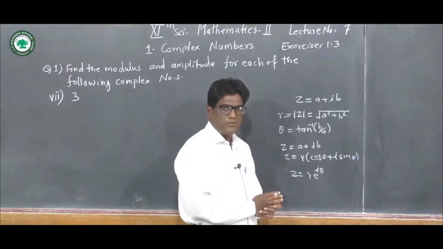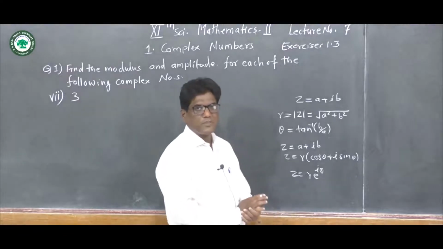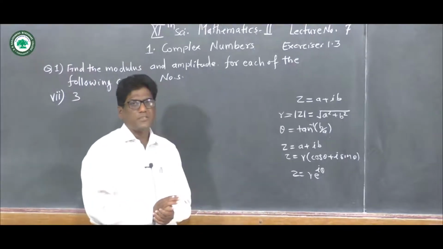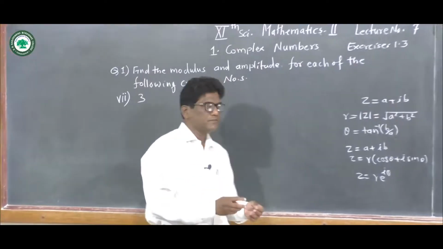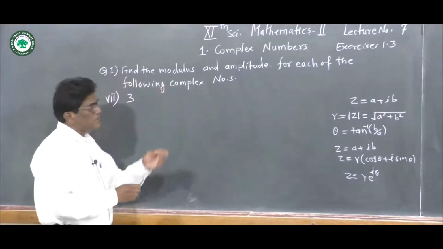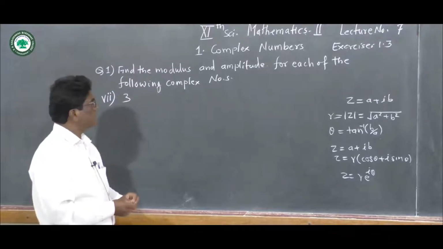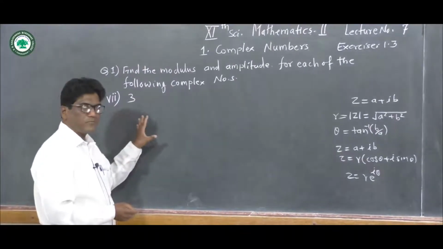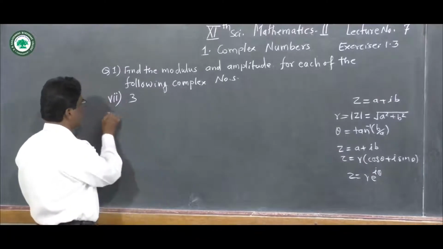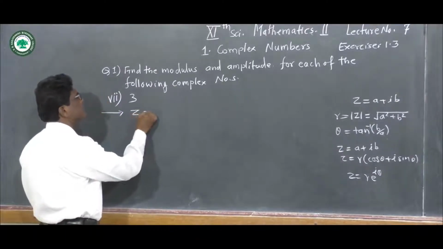And also we have completed some problems of question number 1, and we continue with the next problem. We continue here with question number 1. Find the modulus and amplitude for each of the following complex numbers. Problem number 7, we have given 3. So we call it z is equal to 3.